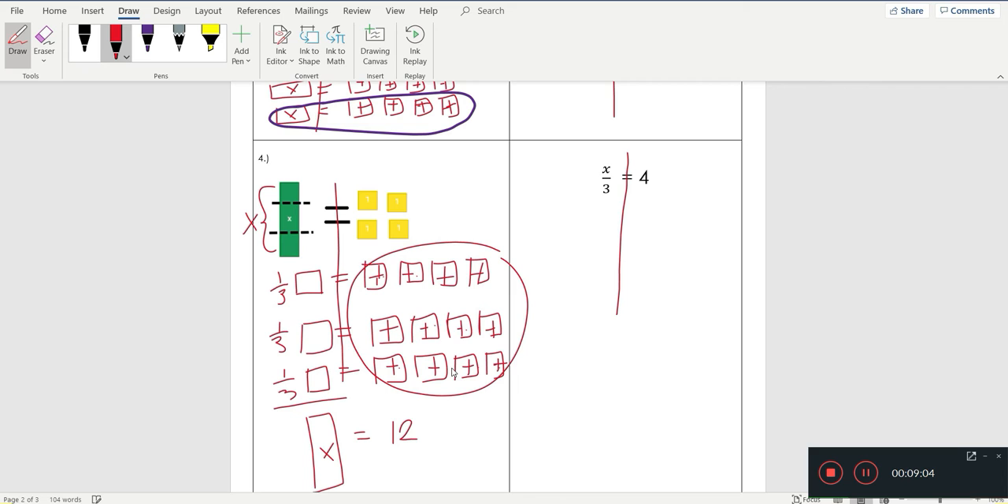So here, what we're going to do is multiply both sides by 3. So therefore, what you're going to do is cancel this one. What's left here is x. And I multiply 4 times 3, which equals 12. So that's how you're going to solve it algebraically.